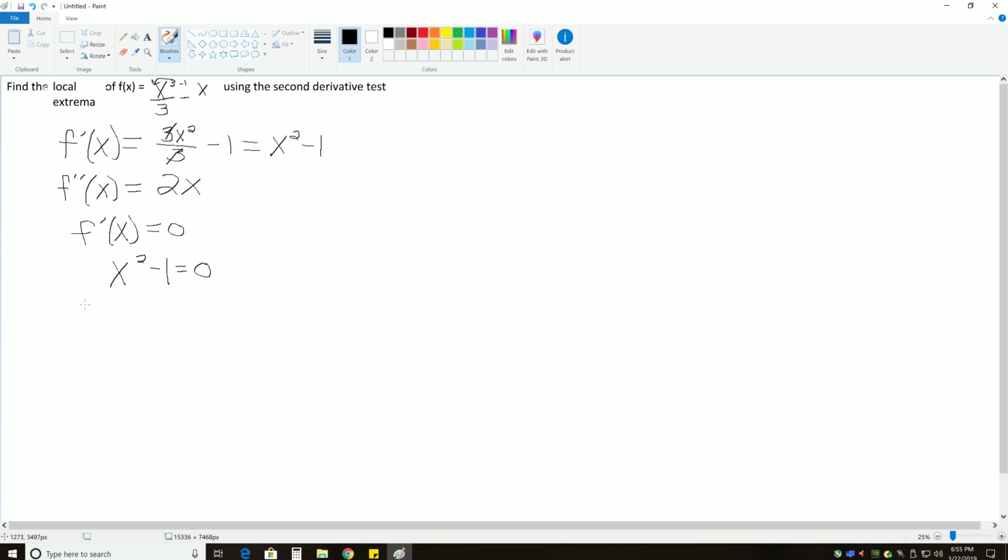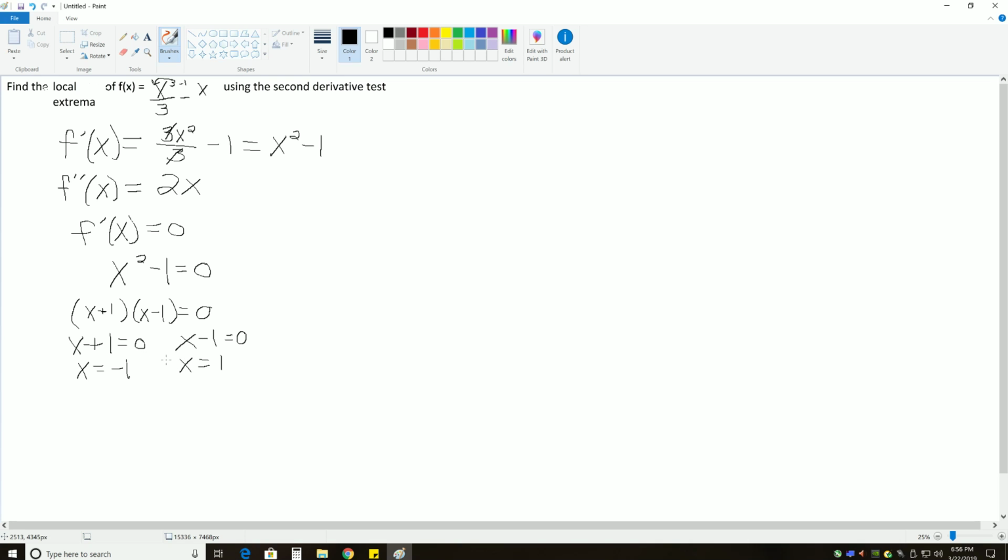So we're going to factor this. X squared minus 1 is a difference of squares. We need two numbers that multiply to give us negative 1 and add up to get us 0. That's positive 1 and negative 1. So now that this is factored, we can set each factor equal to 0. We get x plus 1 equals 0 and x minus 1 equals 0, which leaves us with x equals negative 1 and x equals positive 1.